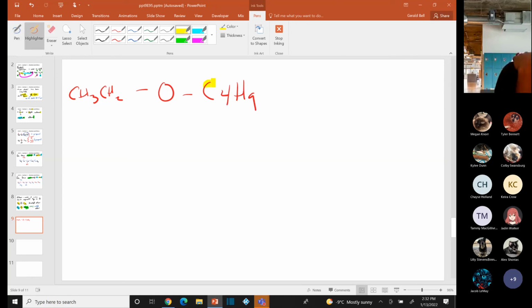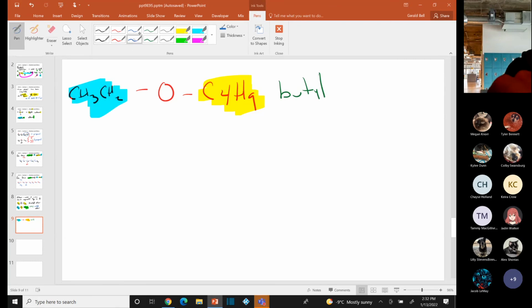So when we have 4 carbons, we're talking about a butyl. And butyl's alphabetically first. Butyl. Two carbons means we have an ethyl. Ethyl. And then that oxygen in between means we have an ether. Butyl ethyl ether.